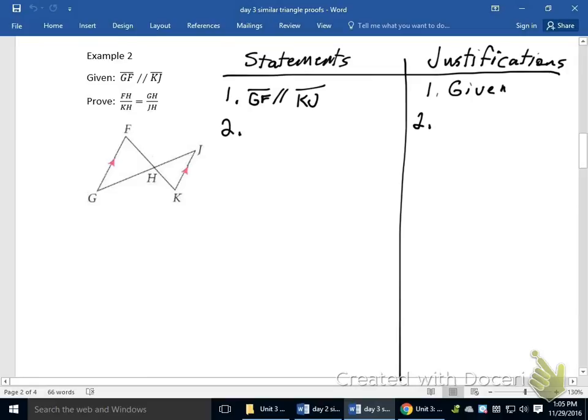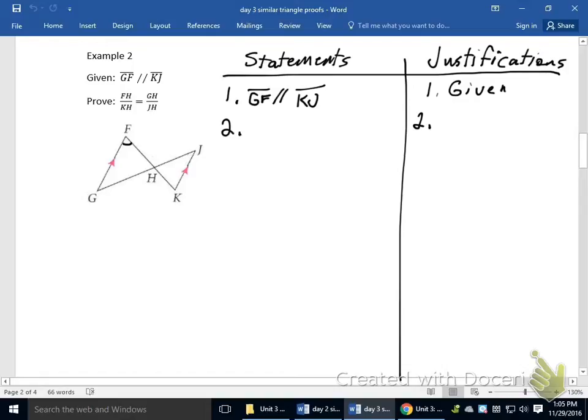Taking a look at example 2, where I'm going to get to is showing that the sides are proportional. What I'm going to have to do before I can do that is show that the triangles are in fact similar using the given information. There are a couple different ways to do this proof. But for me, I'm going to focus on the lines being parallel.